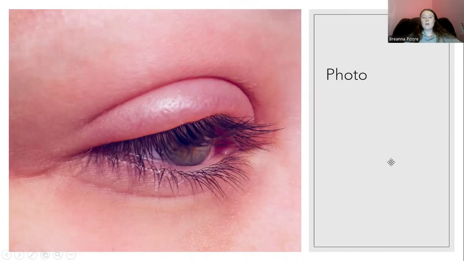This is a photo. So you can see that the eyelid is swollen and eyelashes, you can see like where they're poking out along the part of the eyelid. It just causes a lot of swelling and redness.